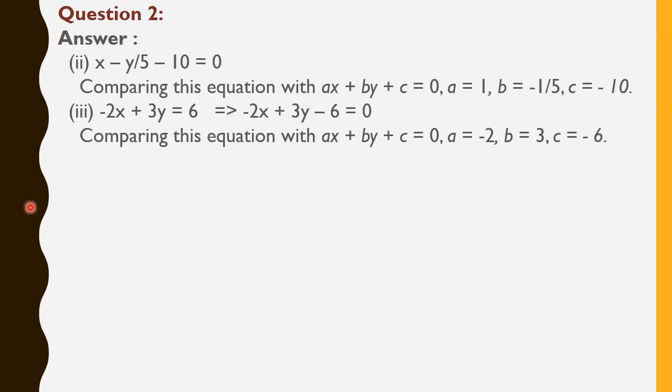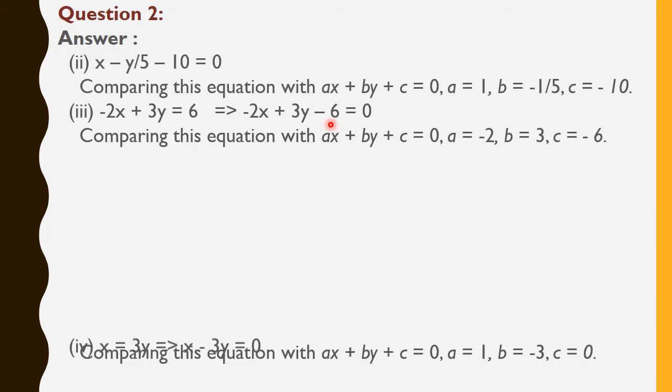The third equation is minus 2x plus 3y is equal to 6. Again we will bring it in the general form. So we'll get the equation as minus 2x plus 3y minus 6 equals to 0. Comparing with the general equation, we'll get the value of a as minus 2, value of b as 3 and value of c as minus 6.